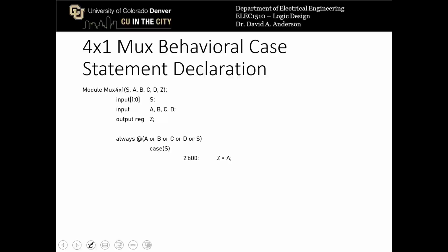The first case is 2'b00. Again, the 2 is for the number of bits that S has. So 2'b00, that's the first case, Z equals A. Then 2'b01, colon, Z equals B, semicolon. 2'b10, colon, Z equals C. And 2'b11, Z equals D. End case and end module. And this is a behavioral declaration using a case statement for a 4x1 multiplexer.